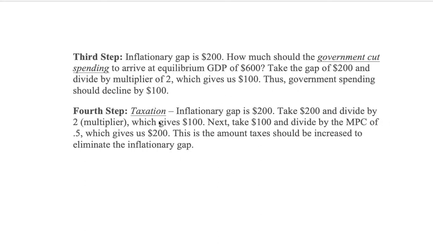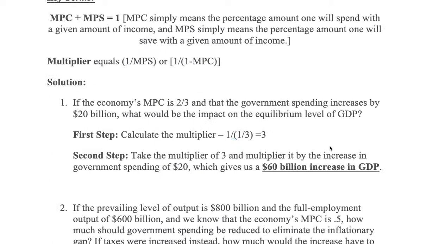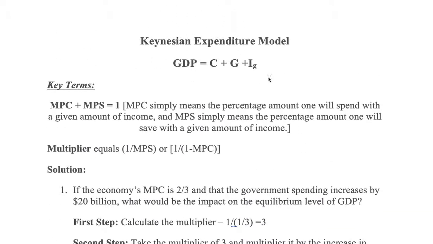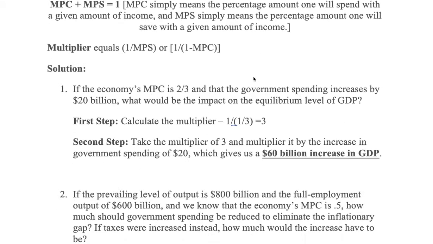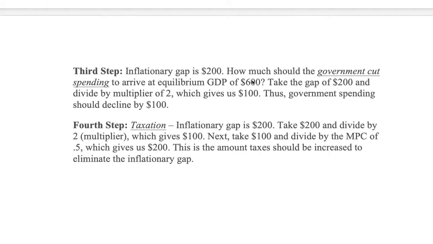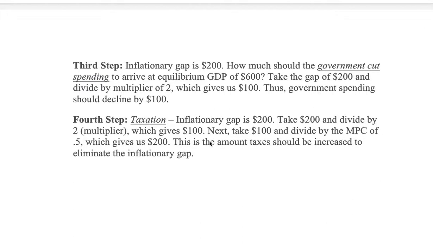When we're dealing with taxation, not as straightforward, because if I go back up here to my identity, I don't see taxes. No, I don't see a T here. I see a C, I see a G, and I see an I sub G. So when we look at taxes, it's going to have an impact on, guess what? Your income, your disposable income. Now, this is the critical part.